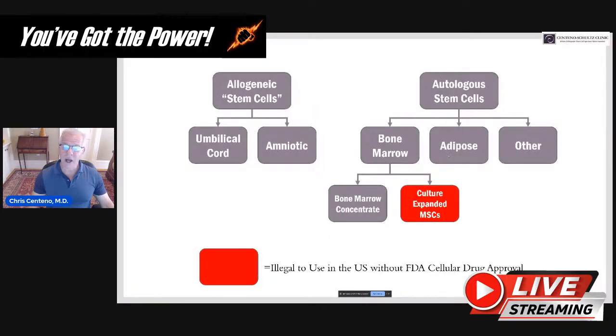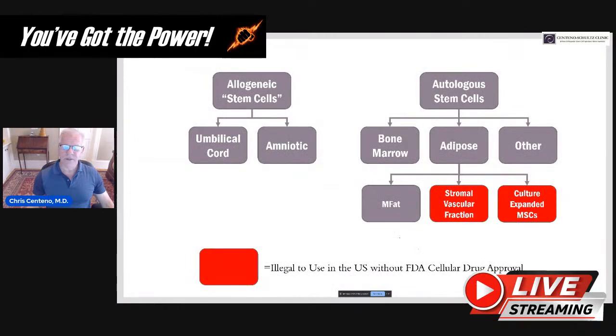So when it comes to autologous and bone marrow, you've got bone marrow concentrate, and then you've got culture expanded mesenchymal stem cells. Now, realize that they are illegal to use in the United States. The US considers those drugs that need a full cellular drug approval per clinical indication. One FDA approval for knee arthritis, another FDA approval for shoulder tendons, et cetera, et cetera.